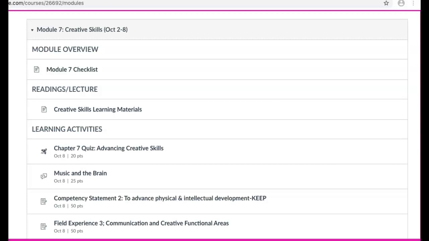Hello CDA1, this is your Module 7 checklist. We're moving on to Functional Area 7, Creative Skills.